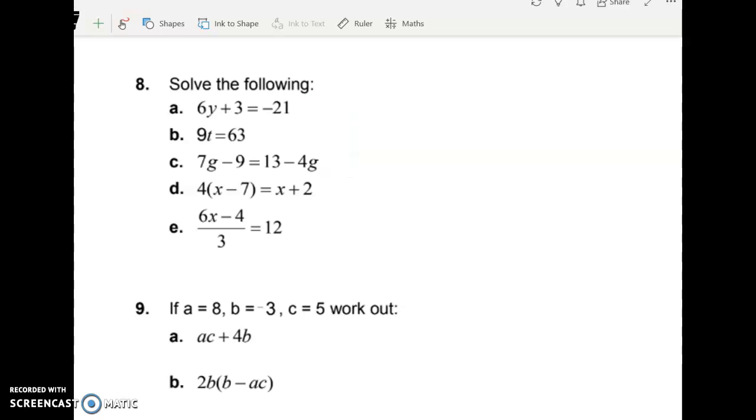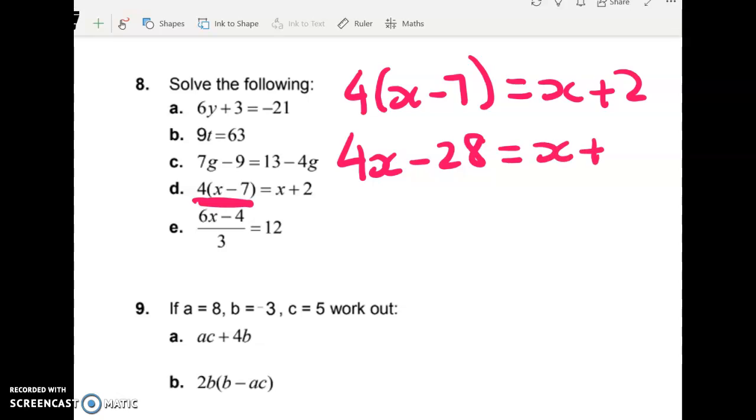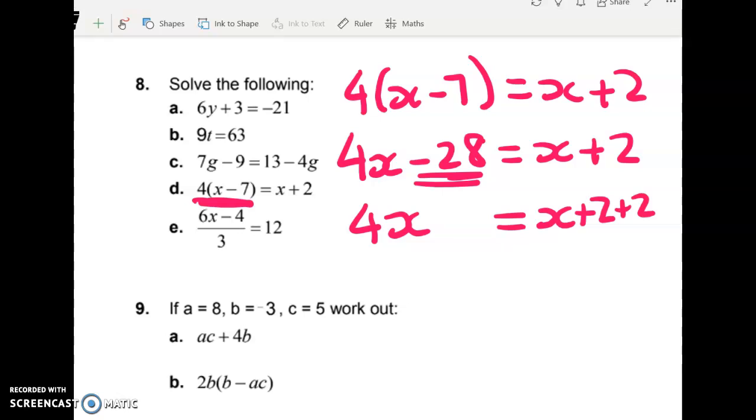In here, I've got brackets, and they're going to need expanding first. So 4 times x minus 7 is equal to x plus 2. Expanding this side out gives me 4x minus 28 is equal to x plus 2. Now I'm going to add 28 to both sides. 4x is equal to x plus 2 plus 28. So 4x is equal to x plus 30.